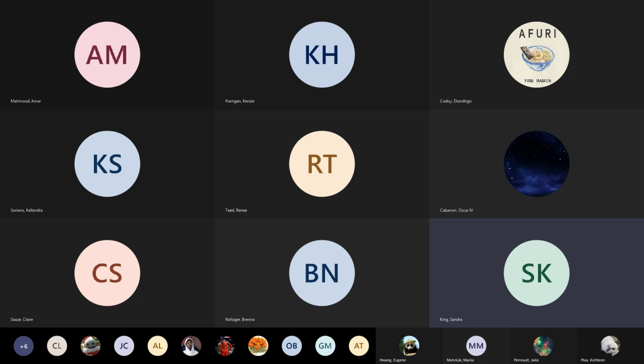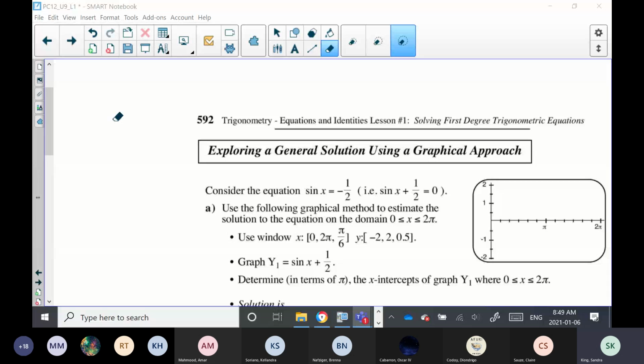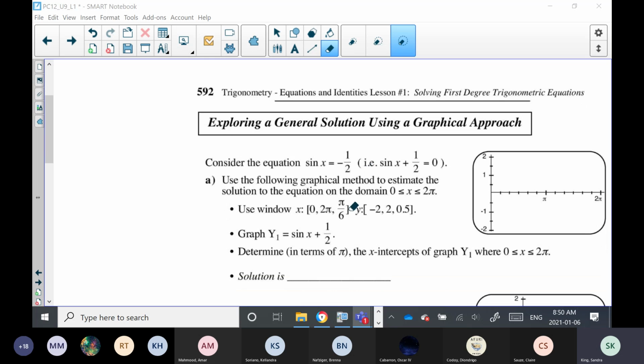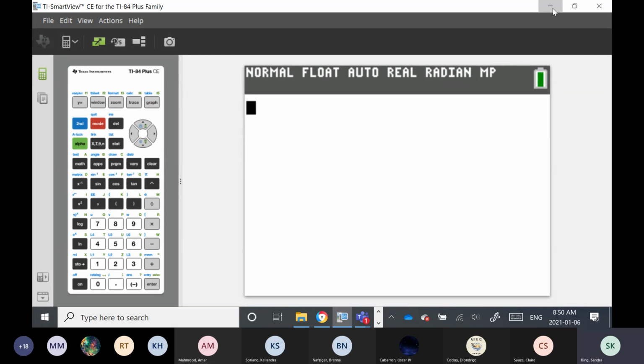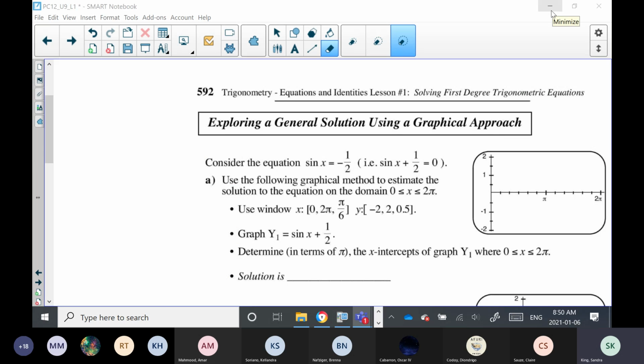Okay, so this recording is for part 2 in lesson 1 on Trig 2. What you're going to do is you're going to need your calculators and make sure that, according to how we're going to graph this question, we need to be in radian mode. So on your calculators, just make sure that it says radian, and then we'll be able to do this question.